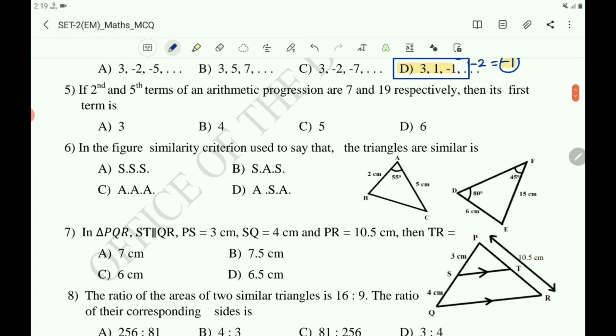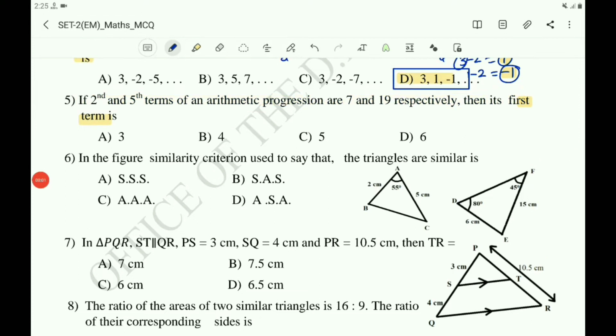Then you take the fourth question. If the second and fifth terms of an AP are 7 and 19 respectively, then its first term is? Here the second and fifth terms are given, and we have to find the first term. The second term is given, that is a plus d equals 7. You write it as a equals 7 minus d.